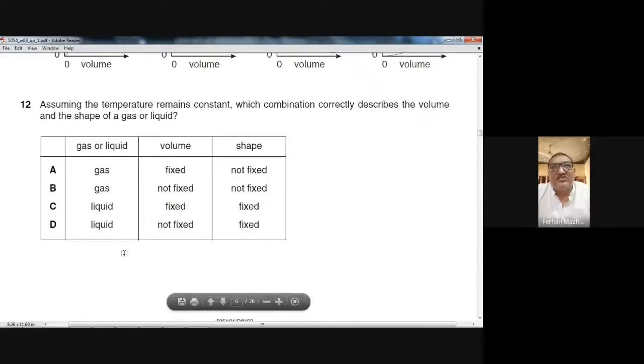Assuming the temperature remains constant, which combination correctly describes the volume and the shape of a gas or liquid? For gas, the volume is not fixed and the shape is not fixed. For liquid, the volume is fixed but the shape is not fixed. So clearly, B is the right option, because I cannot highlight it properly. So B is the right option. Question number 12, B is the right option. The gas has not fixed.